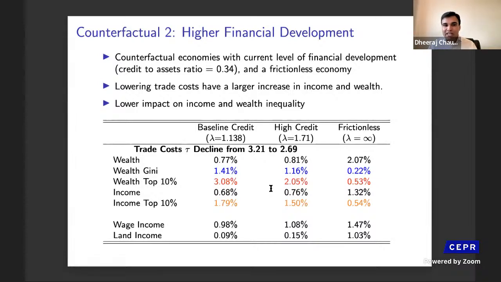And I find that as you increase the level of financial development in the economy, the increase in income and wealth goes up, and the increase in inequalities gets muted. So if you look at wealth top 10%, in baseline economies goes up by 3% or 2.1 percentage point. And in the frictionless economy, it only goes up by 0.53%. So this suggests that this 0.53% comes directly from a Melitz kind of mechanism, and the rest of it can be accounted by financial frictions that are faced by relatively poor households.